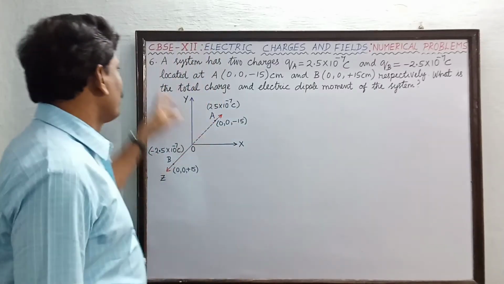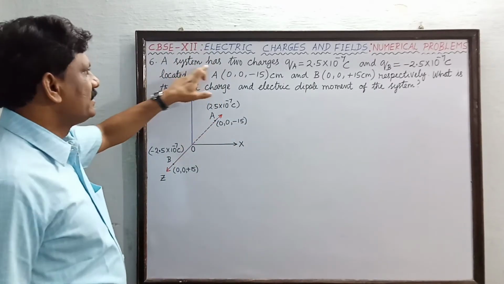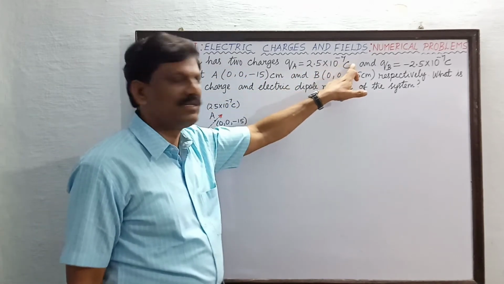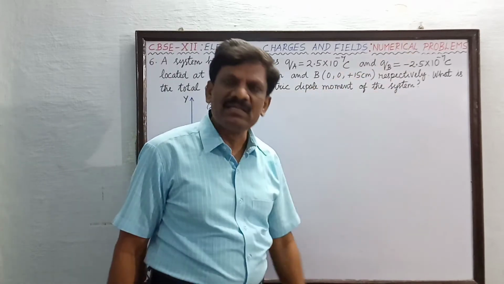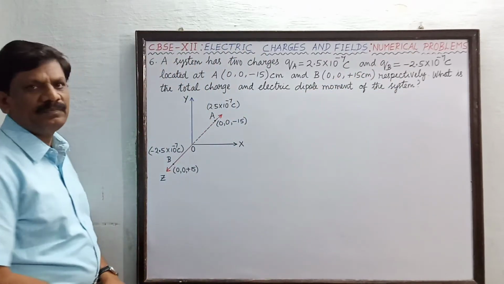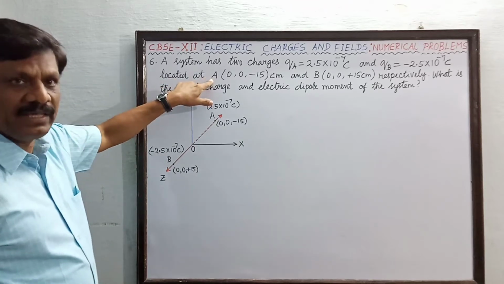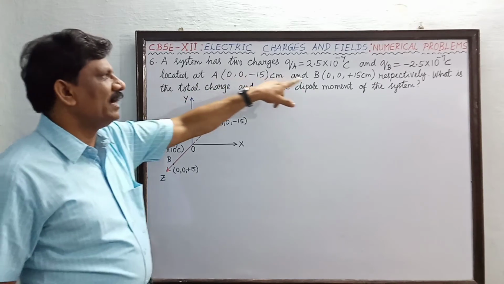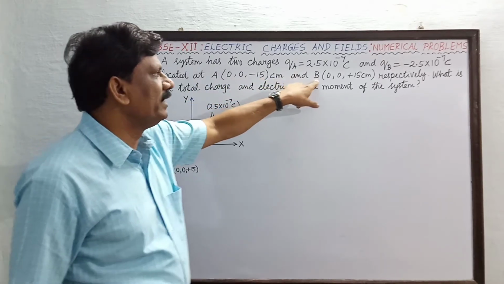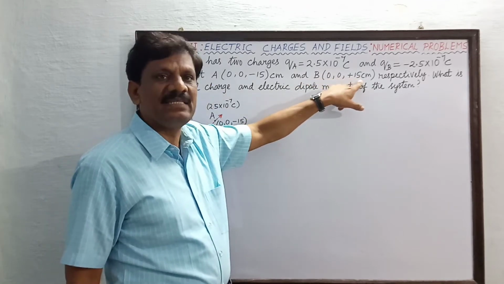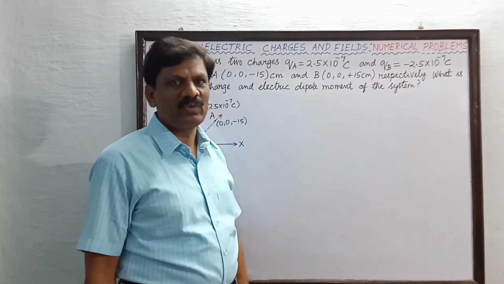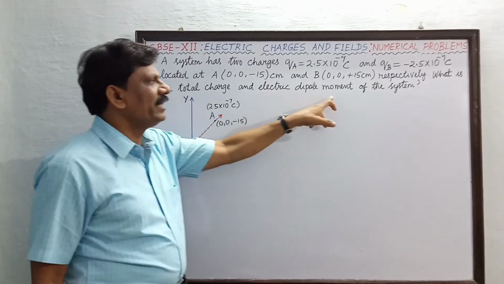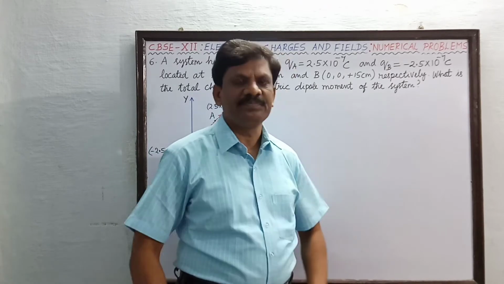Hi students, problem number 6. A system has two charges QA equal to 2.5 into 10 power minus 7 coulomb and QB equal to minus 2.5 into 10 power minus 7 coulomb, located at point A having coordinates 0, 0, minus 15 centimeter and point B having coordinates 0, 0, plus 15 centimeter respectively. What is the total charge and electric dipole moment of the system?